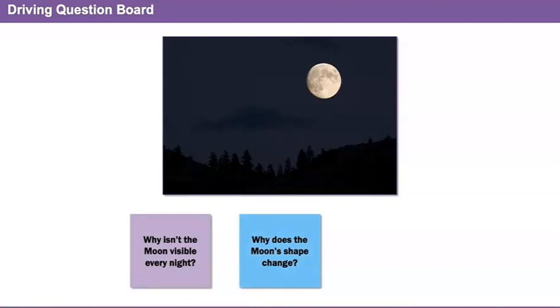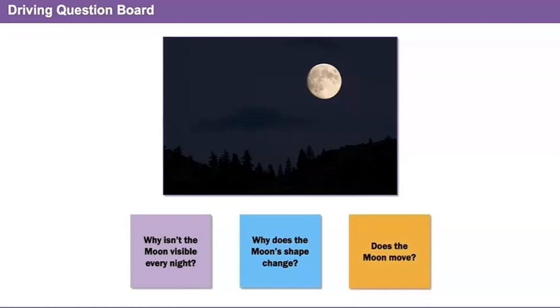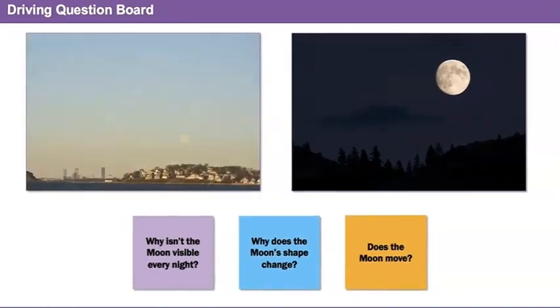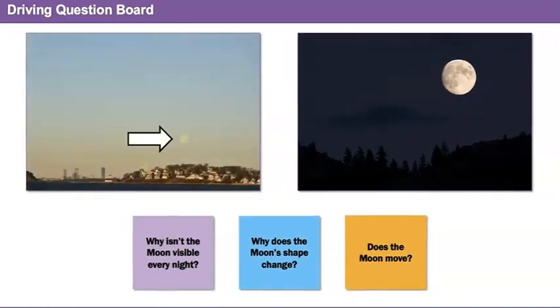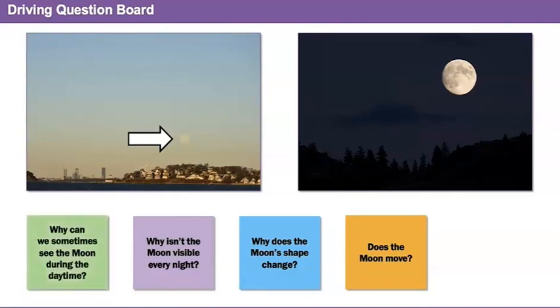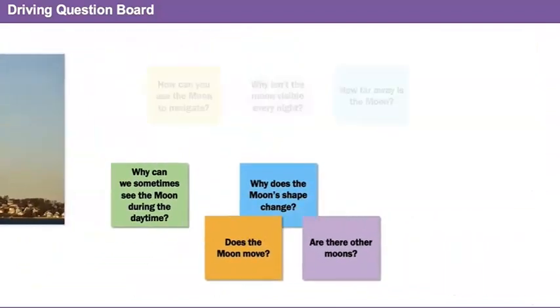Do you think maybe the shape looks different some nights because the moon is moving? Does the moon move? Have you ever seen the moon during the day? I have too. In the early morning or the late afternoon, sometimes the sun and the moon are visible at the same time. Why can we sometimes see the moon during the daytime? And hey, do you think our moon is the only moon? Or are there other moons?